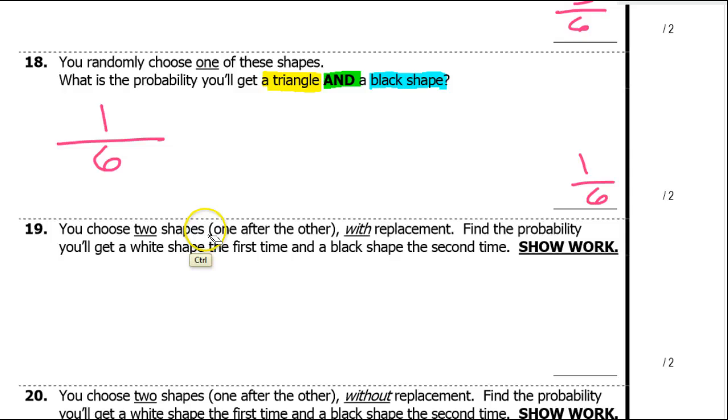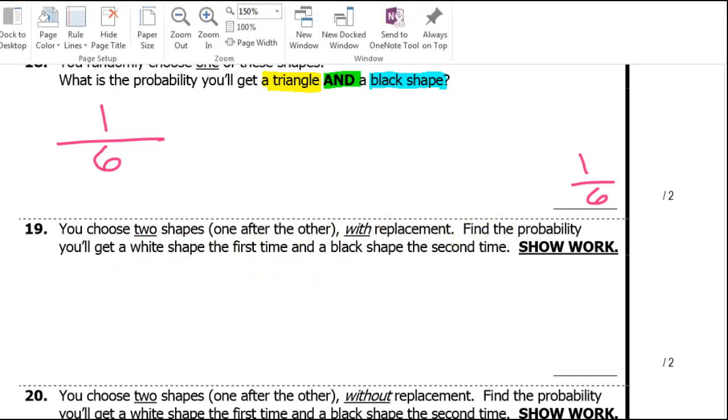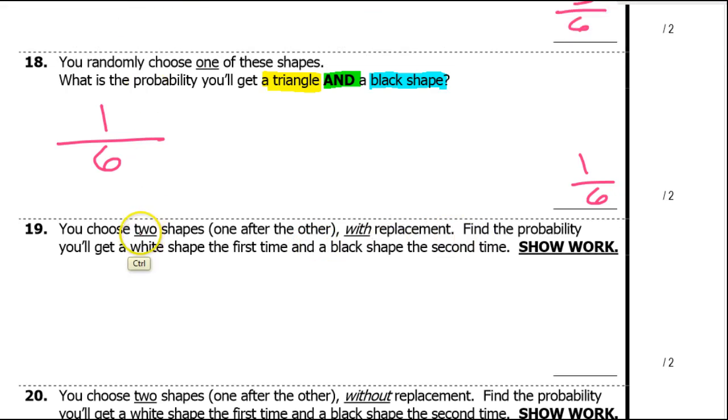You choose 2 shapes, one after the other. With replacement, that means we're starting fresh each time. Find the probability that you'll get a white shape first and a black shape second. All right, so when you're doing 2 things in a row that you want both things to happen, you multiply. This is when you use the multiplication rule.